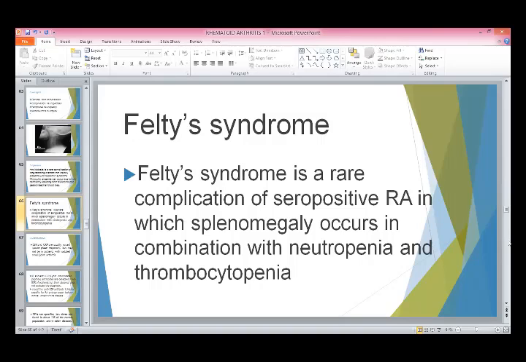Felty syndrome is a rare complication that occurs in seropositive rheumatoid arthritis patients. Splenomegaly, a combination of neutropenia and thrombocytopenia. So the combination of rheumatoid arthritis, splenomegaly, neutropenia, and thrombocytopenia is Felty syndrome.